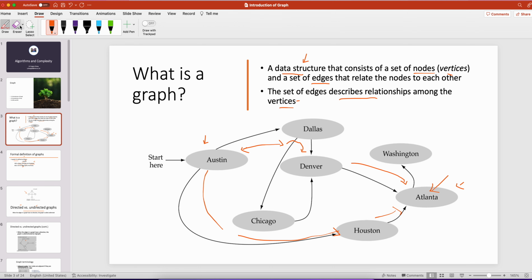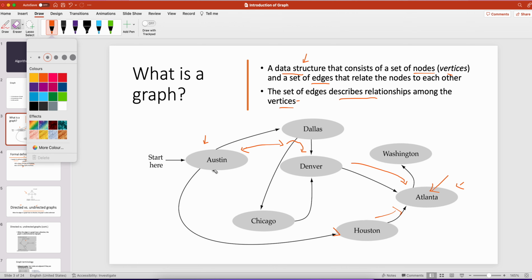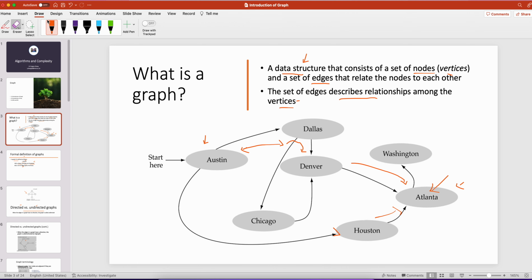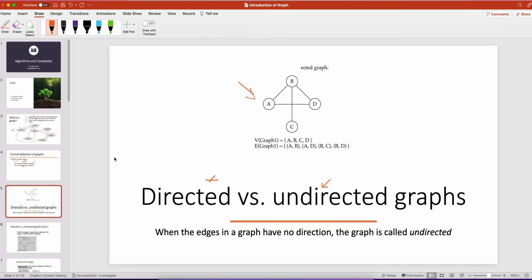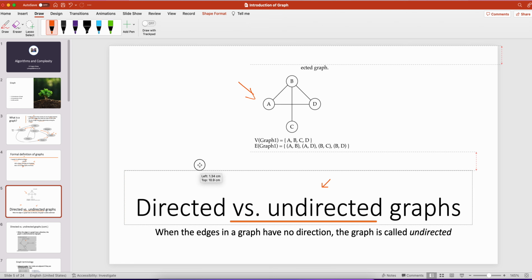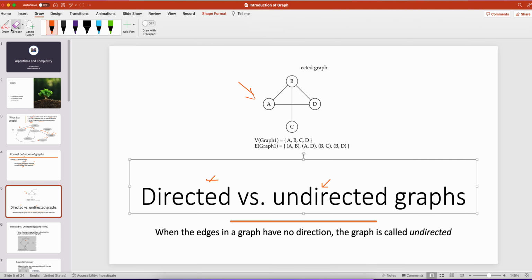From here you can find that from Austin to Houston, it is one direction, you see, but there is no arrow from Houston to Austin. So this is what we call directed and undirected graphs.